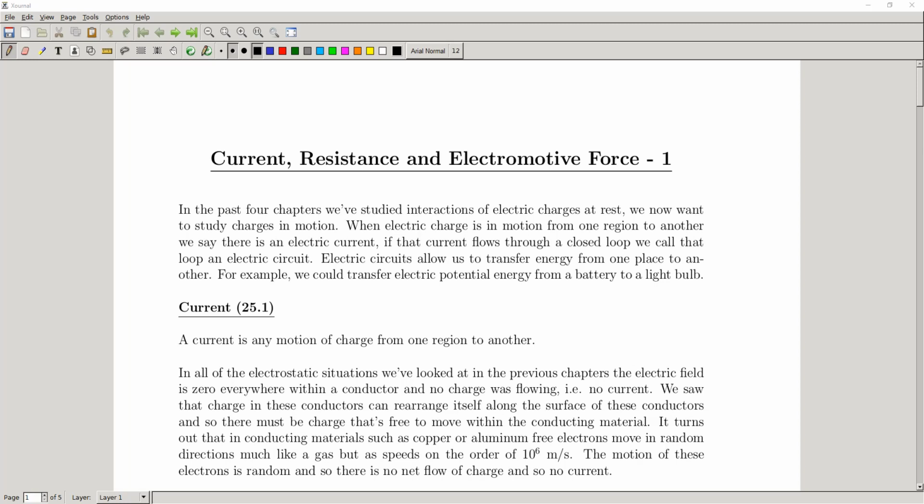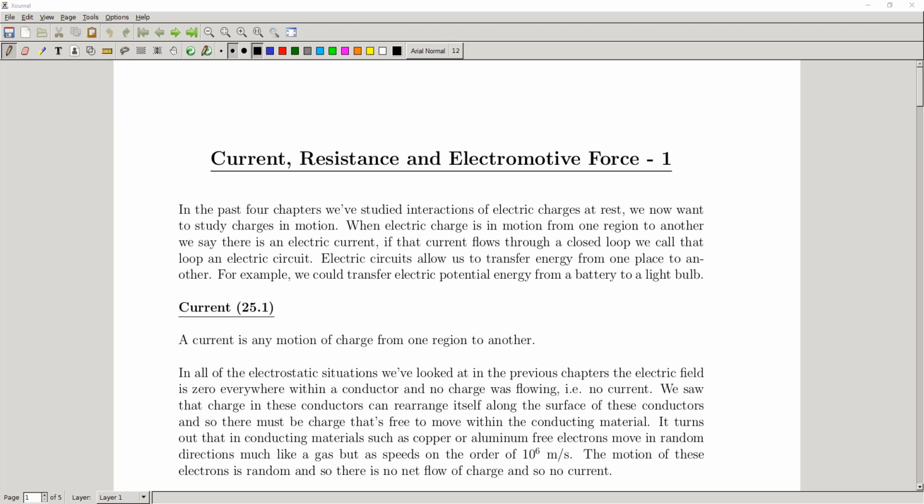When an electric charge is in motion from one region to another, we say that there's an electric current, okay? And if that current flows through a closed loop, like a loop of wire or something, we say that this is an electric circuit, okay? Electric currents are going to allow us to transfer energy from one place to another. So, for example, we could transfer electric potential energy from a battery to a light bulb or a fan or something else like that.